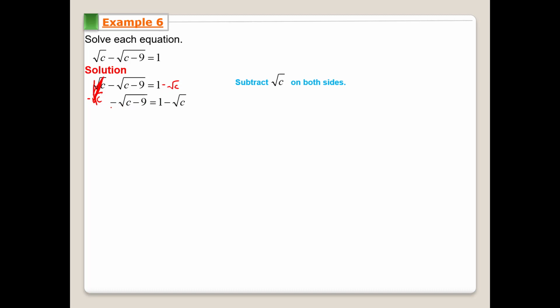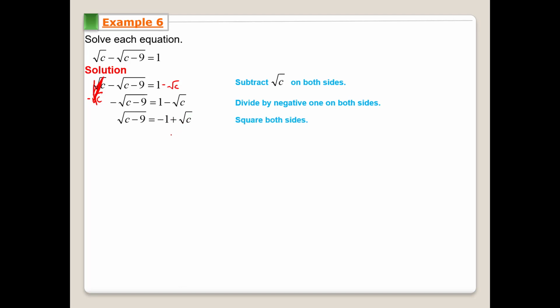So be careful. Don't forget about this negative right here. A lot of people like to drop off those negatives, but don't forget about it. So now we need to divide by negative 1 on both sides. So we need to get rid of that and make sure it makes things a little bit easier. So if we divide by negative 1 on both sides, that'll give us a positive square root of c minus 9 equals -1 plus square root of c.